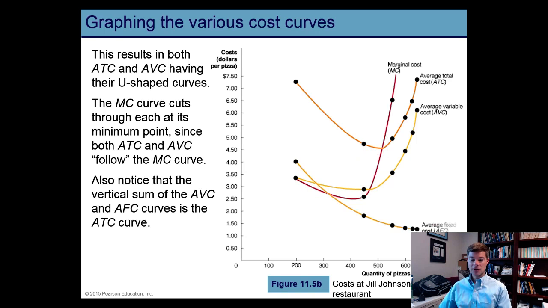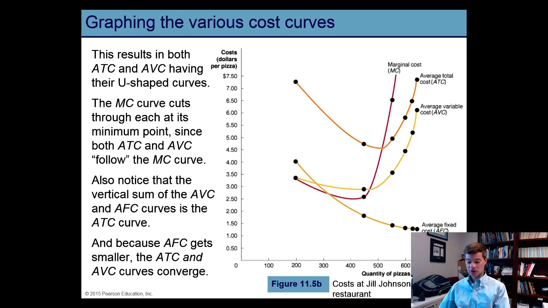And let me also graph for you the average fixed cost curve. This one is a little bit different. It is going to asymptotically approach the x-axis, which is where cost is 0. This is because we're dividing a constant fixed cost by a larger and larger quantity. The fixed cost stays the same, but the quantity of output gets bigger and bigger and bigger, and so this average cost goes to 0.